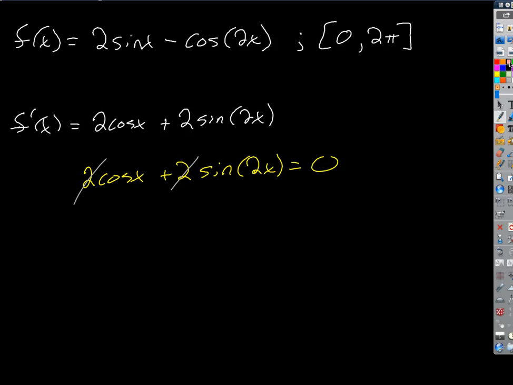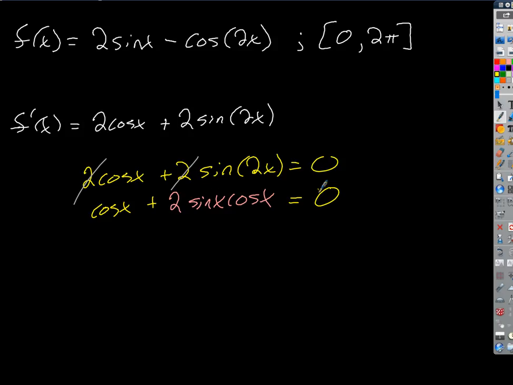Sine 2x is just 2 sine x cosine x. So we end up with cosine x plus 2 sine x cosine x equals 0. So what am I going to do now? Now I've got all the same angles in all my trig functions. Yeah, good. We're going to factor out a cosine x.